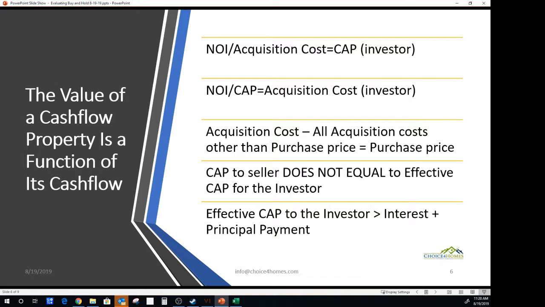And then effective cap rate to the investor, why is that number important? Well, if your effective cap rate is higher than your interest plus principal payments, or the rate, then it's a cash flow property. And if it's not, then it's not going to cash flow. You're actually going to either not make any money, or you're going to have to write a check every month, in which case you haven't bought a cash flow property.